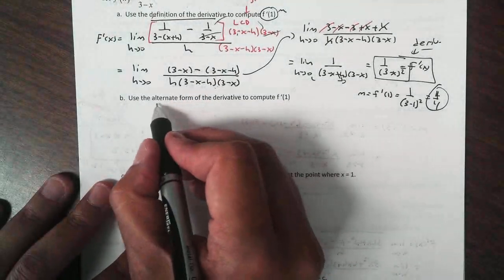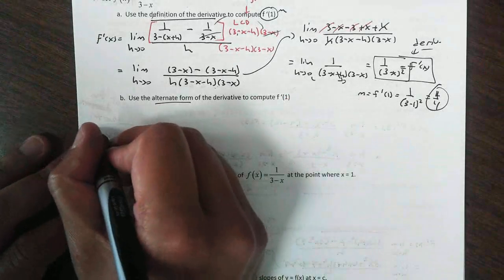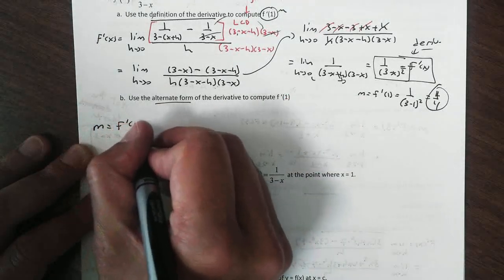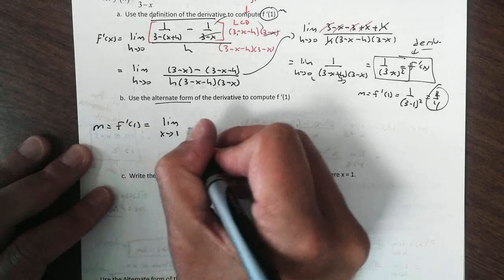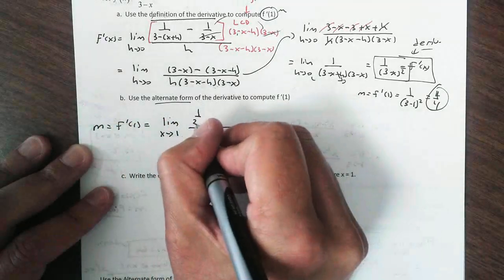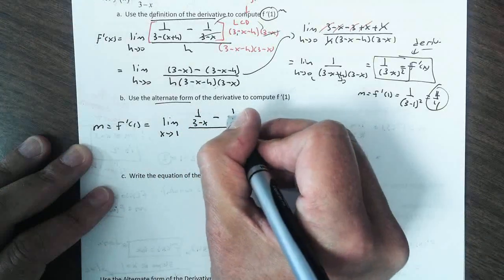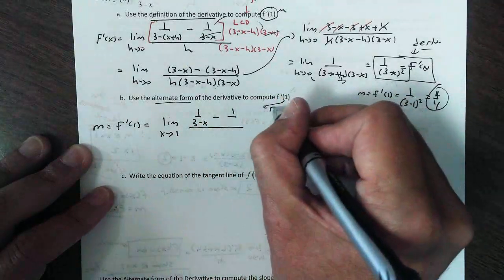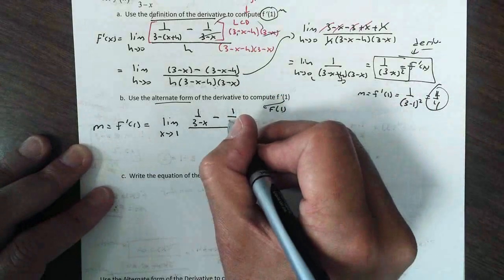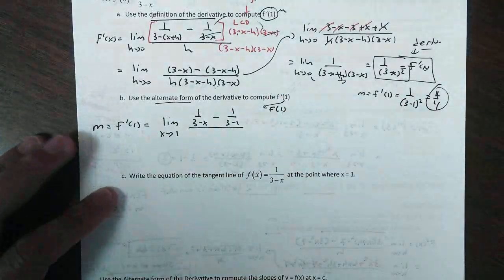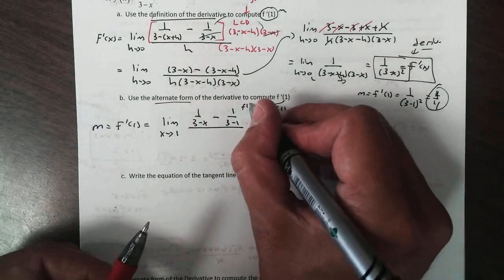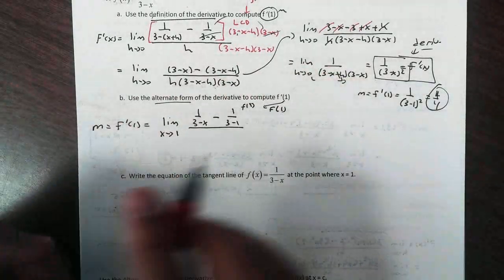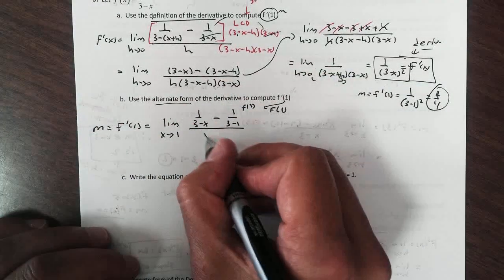B says use the alternate form now. Well, that's easy. So to get the slope, that is f prime of 1, the limit as x approaches 1, the function 1 over 3 minus x minus 1 over the value f of 1, which is just going to be 1 over 3 minus 1, or 1/2, right? That's f of 1 right there. All over x minus 1.